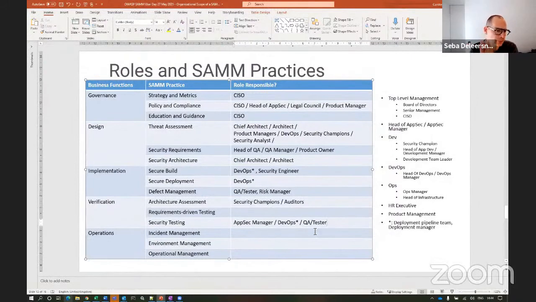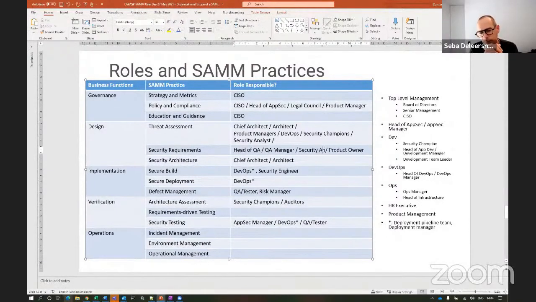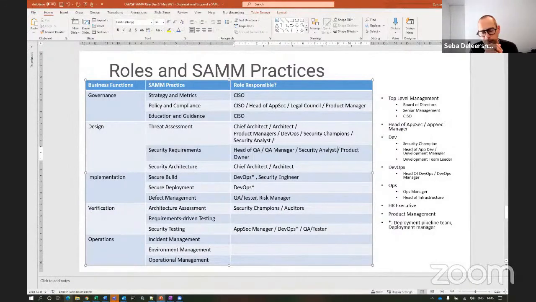From Vinod, there's a question. In security requirements, you have mentioned QA manager. Does this include the security team in it? Because still most organizations have separate teams for security and QA. So in that piece, do we need to have a security analyst? That's something to realize here, that overall we have very broad definitions of roles, and they can be implemented or filled in differently in different organizations.